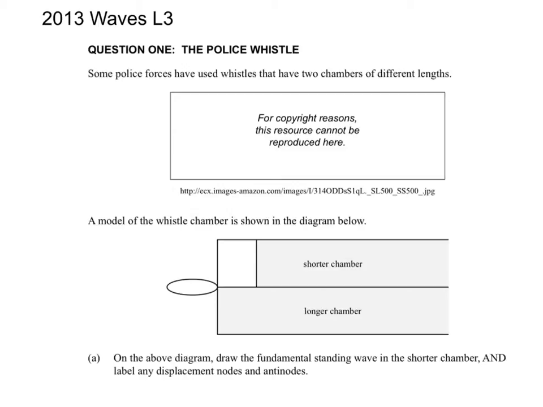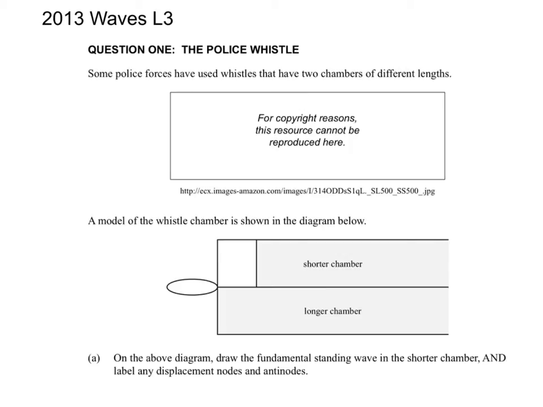So this is the 2013 Level 3 Waves paper. Question 1, the police whistle. Some police forces have used whistles that have two chambers of different lengths. A model of the whistle chamber is shown in the diagram below.